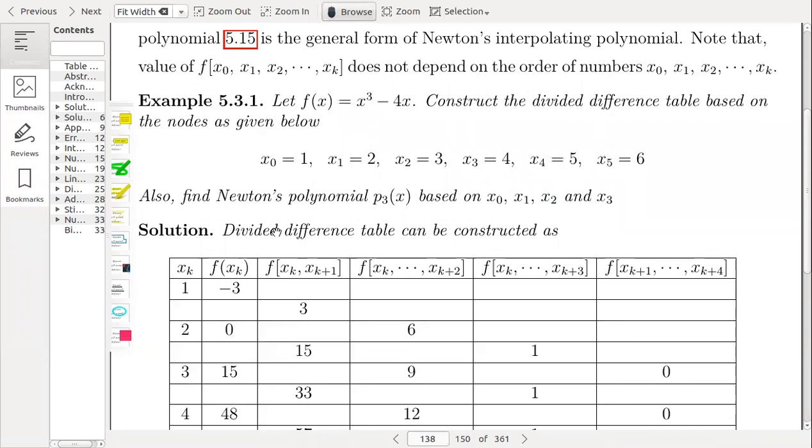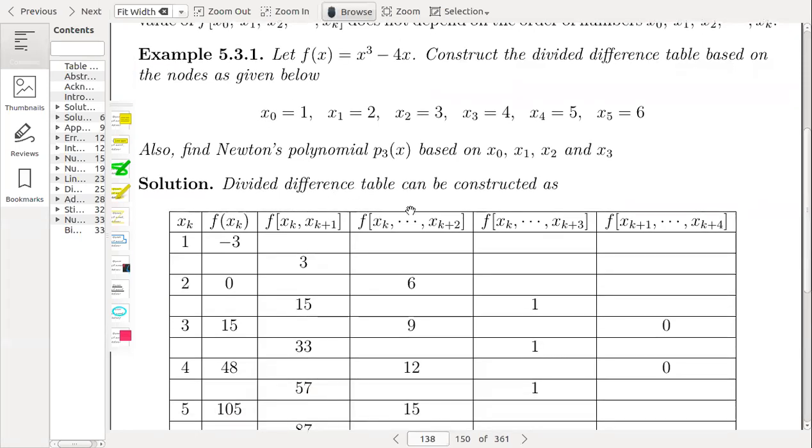So also find Newton's polynomial P3 of x based on x naught, x1, x2 and x3. So we need to construct a polynomial based on 4 points x naught, x1, x2, x3. So what will be the order of this polynomial? It will be 3, because to construct a polynomial of degree n, we need n plus 1 points. So here we have 4 points, so we will construct a polynomial of degree 3.